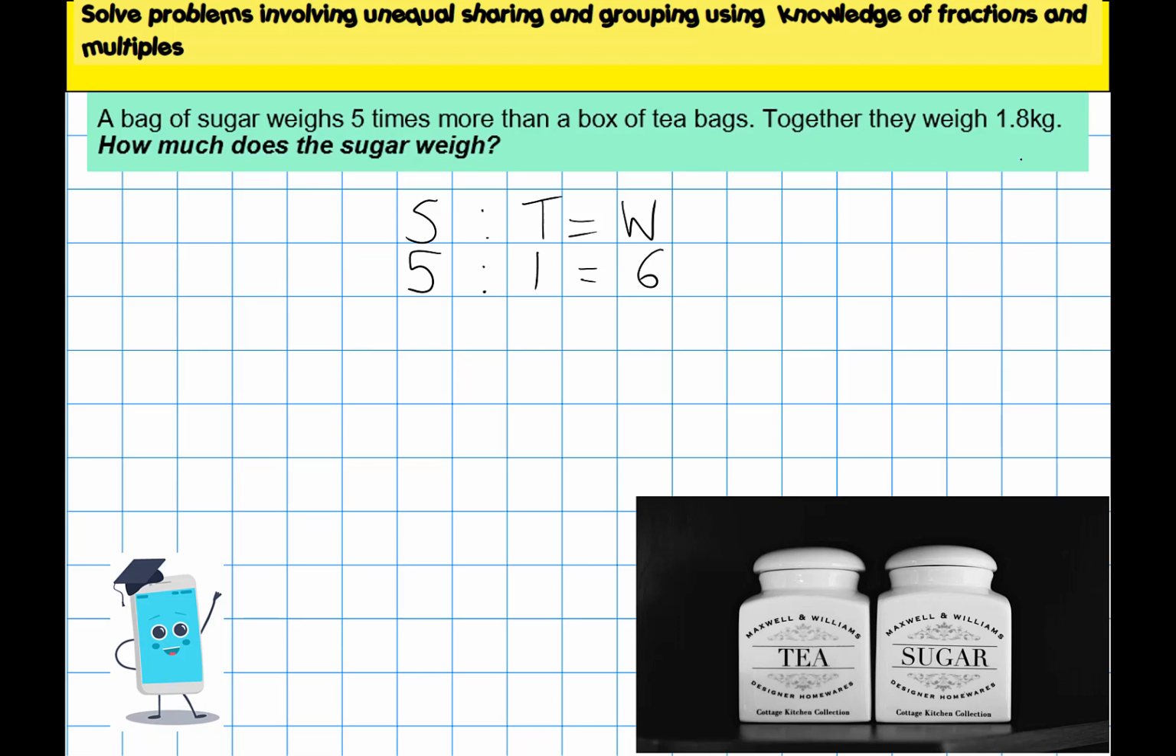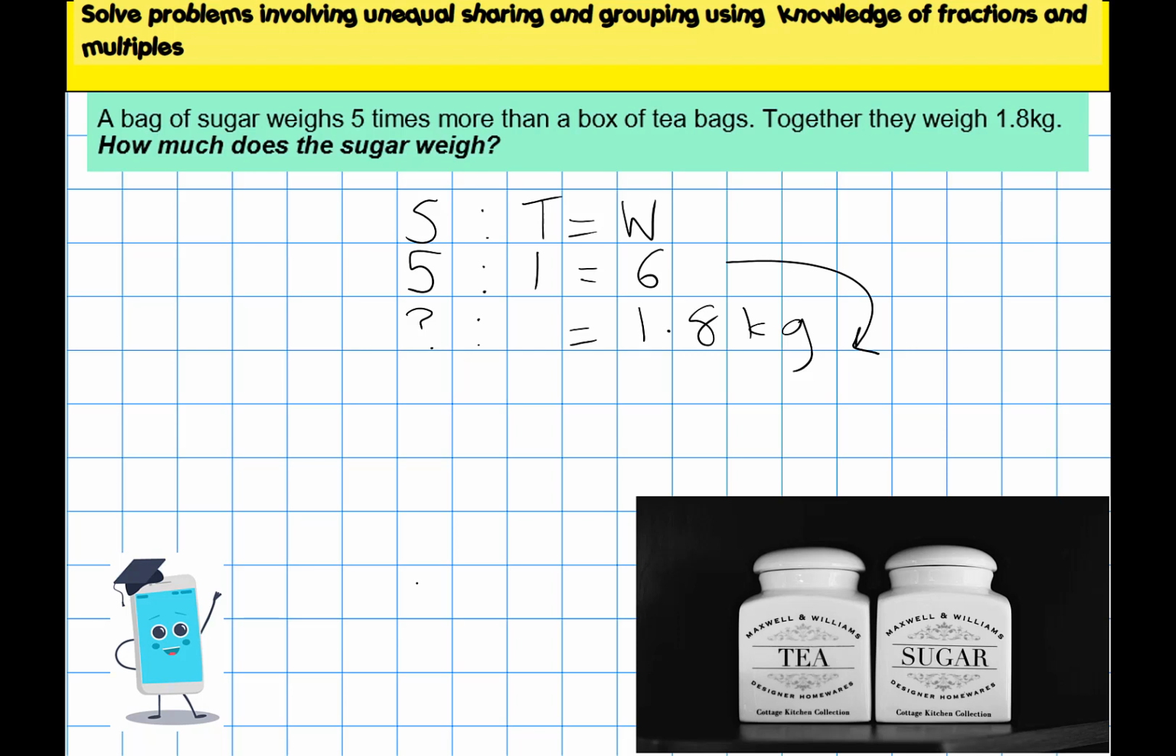Together they weigh 1.8 kilograms. How much does the sugar weigh? So I need to find my scale factor here, 6 to 1.8. Now you might recognise this scale factor here. If you do, then give it a go.